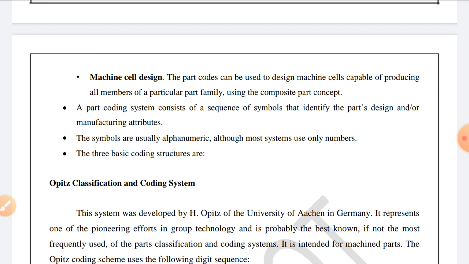For these three reasons we have to make part classification and coding. What are those? First, design retrieval. Second is automated process planning, and one more is machine cell design.